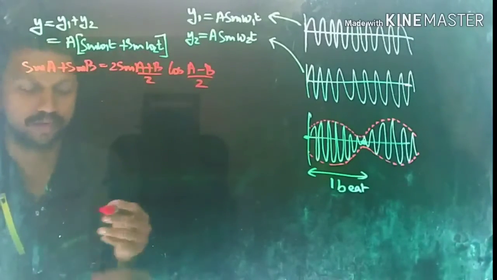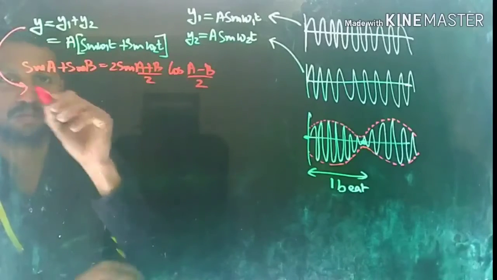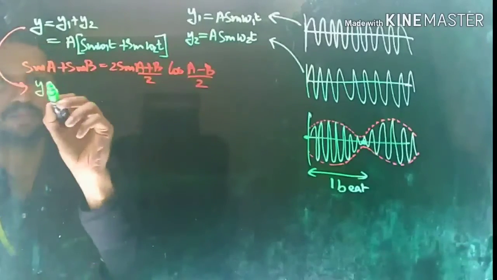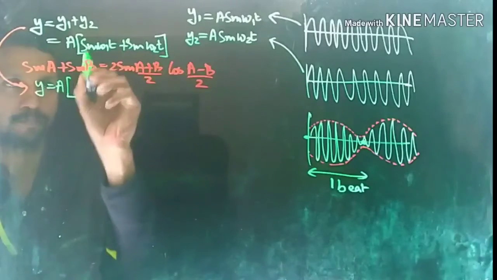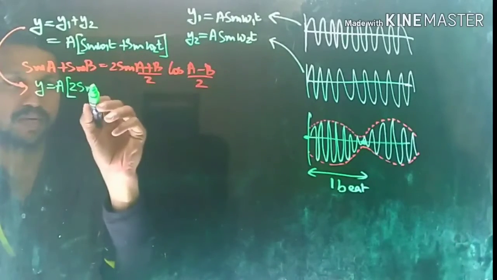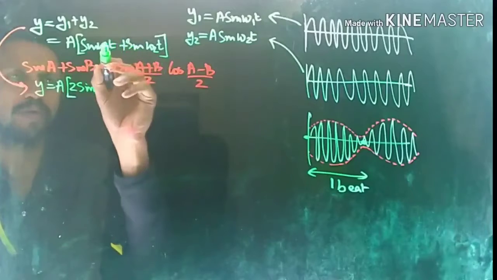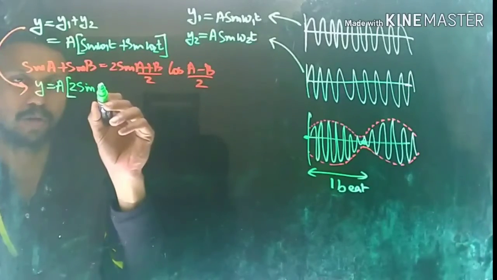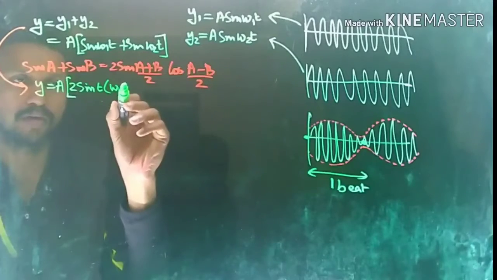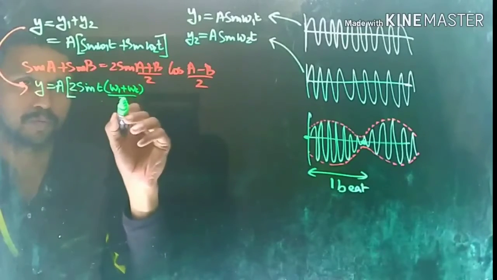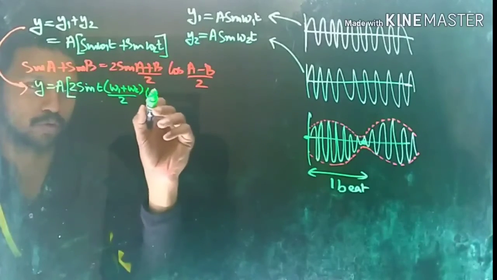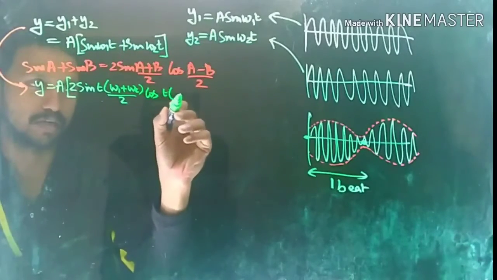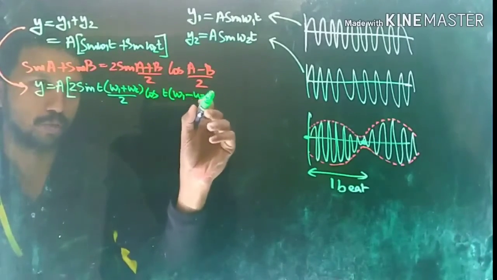We are using this trigonometric identity to transform this equation, and this equation will be transformed as y is equal to a times 2 sin (A plus B)/2, that is (omega 1 t plus omega 2 t)/2. That means we could take t common out, t into (omega 1 plus omega 2)/2. Then cos (A minus B)/2 means t is taken out, (omega 1 minus omega 2)/2.